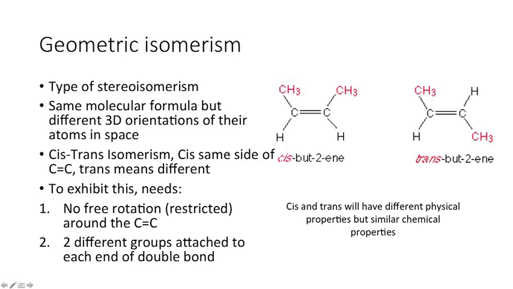To exhibit this, an alkene will need no free rotation around the C=C double bond, which is caused by the double bond here. And they need two different groups. This won't work for, say, ethene, because all four groups would be the same, as if this was a hydrogen and this was a hydrogen. However, you have two different groups on each end of the double bond. Therefore, it can exhibit this. They have different physical properties, but will have similar chemical properties.